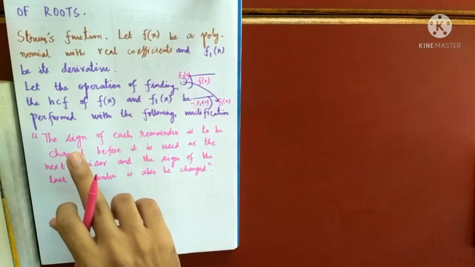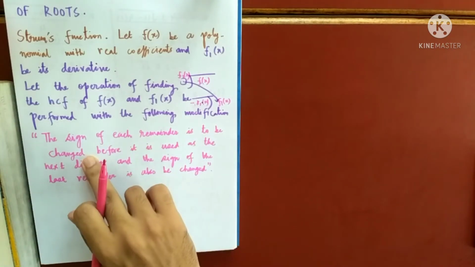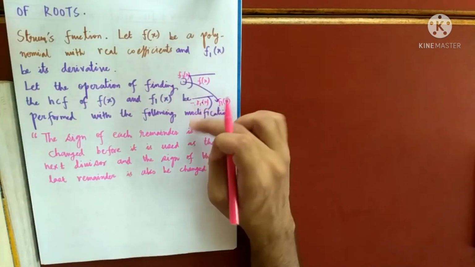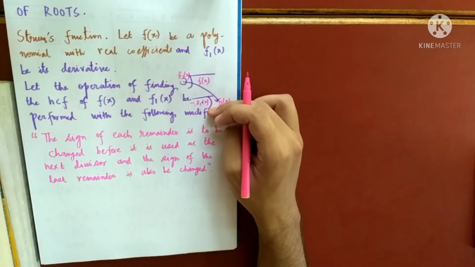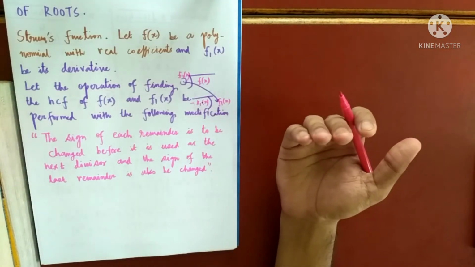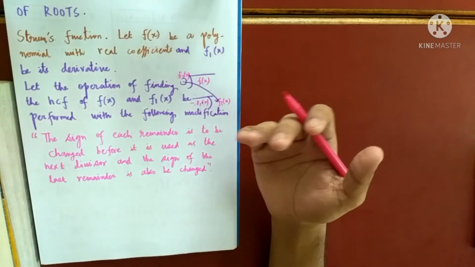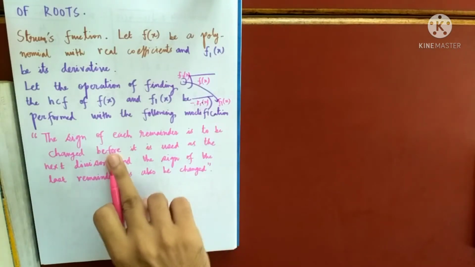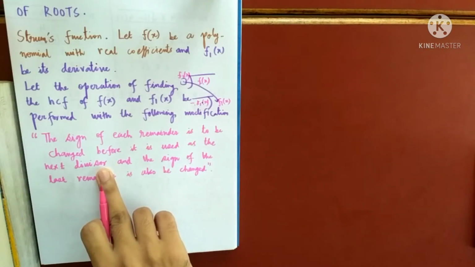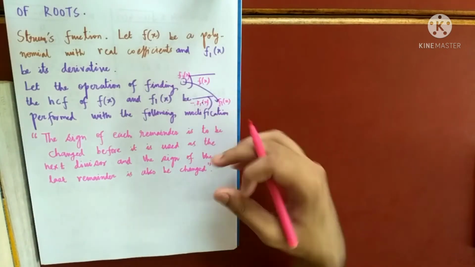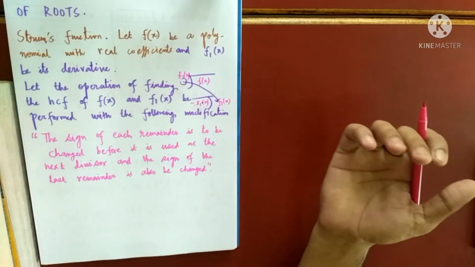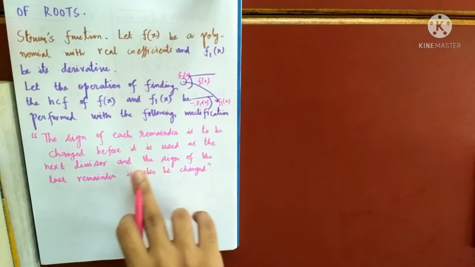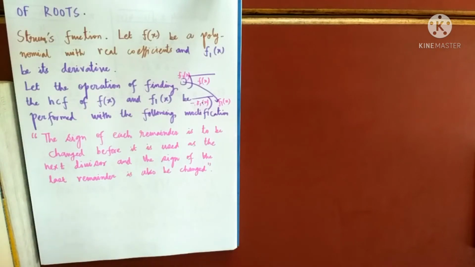So before taking it as the next divisor, you change the sign of the remainder. This is what they have written: the sign of each remainder is to be changed before it is used as the next divisor. Suppose your remainder is x squared plus 1. So the next divisor will be minus x squared minus 1. Do not take x squared plus 1. And also the last remainder that is remaining, which cannot be used as any more divisors, you have to also change the sign of that. The sign of the last remainder is also changed.